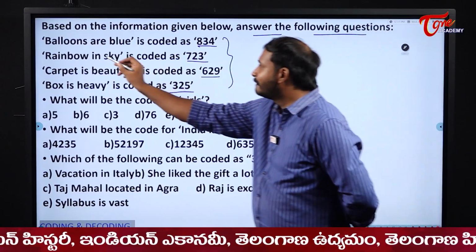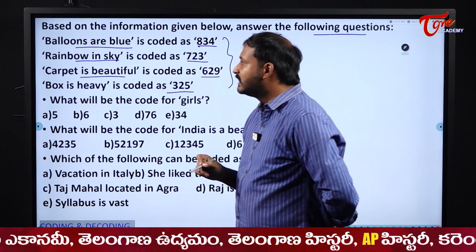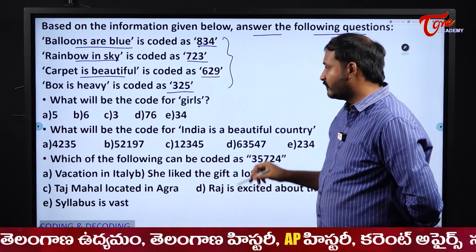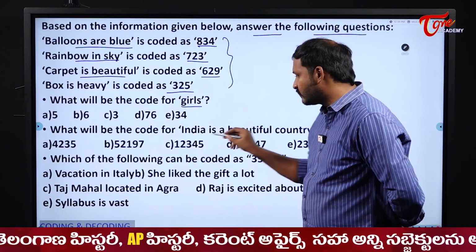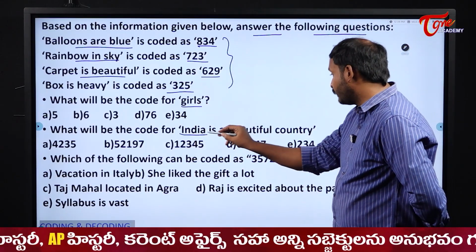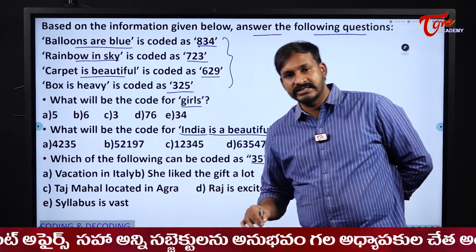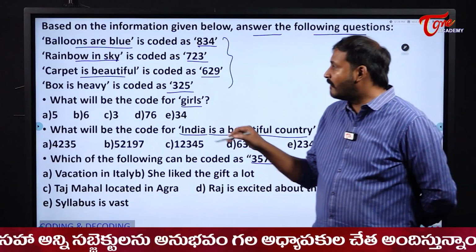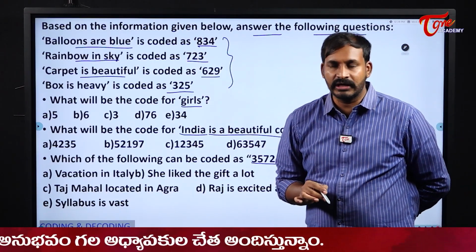Now please see here. As we have discussed already, whenever the case is sentence coding, we will try to solve it. Please observe the questions. They are asking what is the code for girls, what is the code for India is a beautiful country, and what is the code for 3572. Like this, they are asking us three different questions here. That means obviously we should know the codes for all the words.